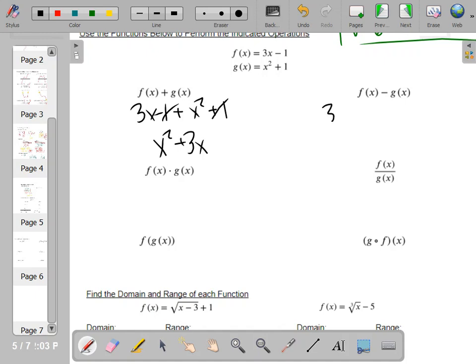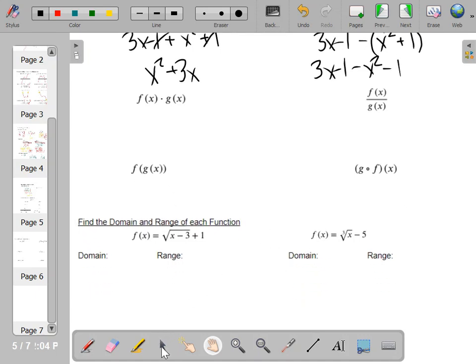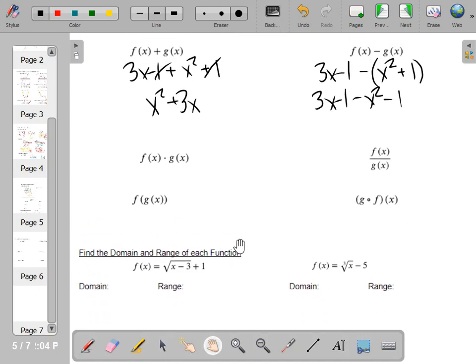f minus g: 3x minus 1 minus x squared plus 1. An easy way to miss the problem is to leave it alone. You need to make sure you distribute the negative: 3x minus 1 minus x squared minus 1. Be very careful here because you have to distribute the negative. Now it's negative x squared plus 3x minus 2 when you put it in standard form.